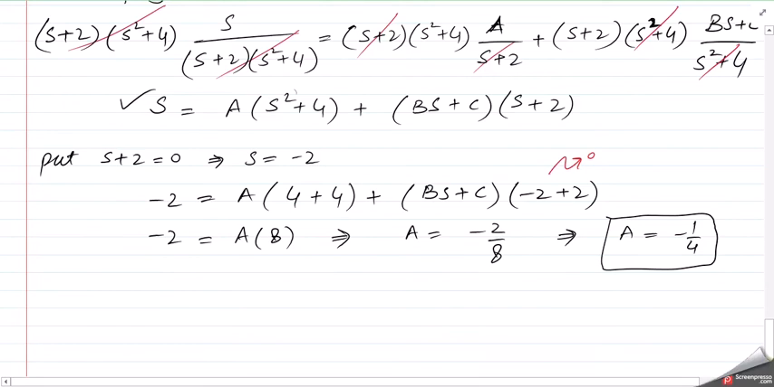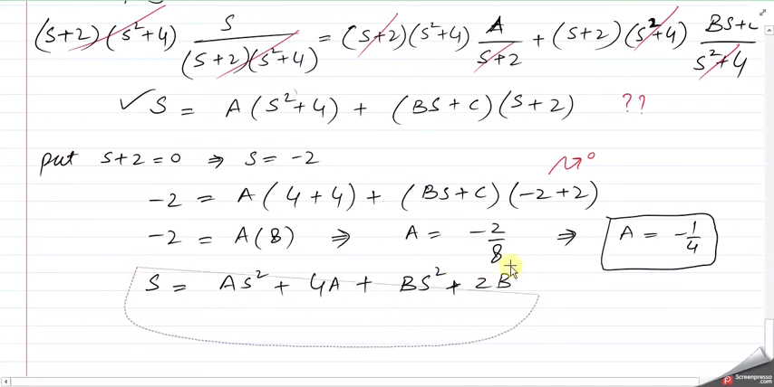Now, how do we find b and c from here? The technique we use, we have already used that technique actually. What we do is we can write it again, a s square plus 4a plus bs square. Just open the brackets, all of them. bs square plus 2b. Let's drag it a little bit down.